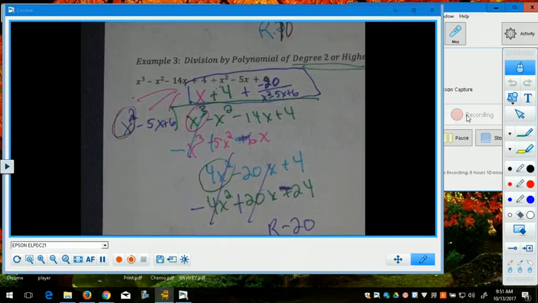Any questions about doing this with a higher degree polynomial? Right, this is mostly a review from algebra 2, right?